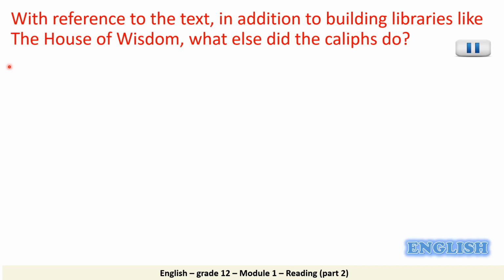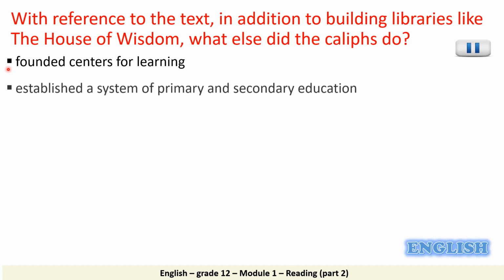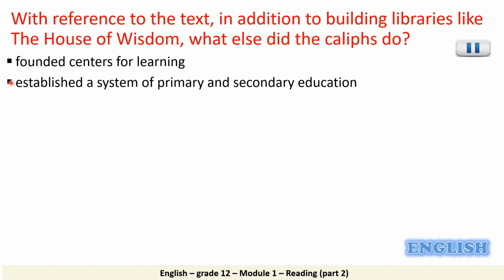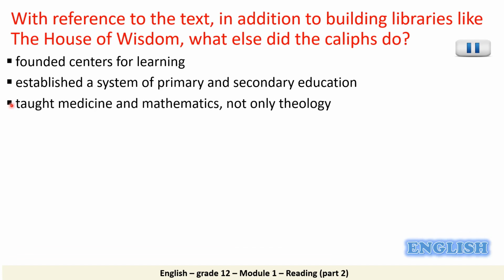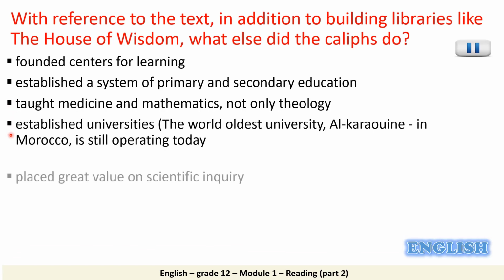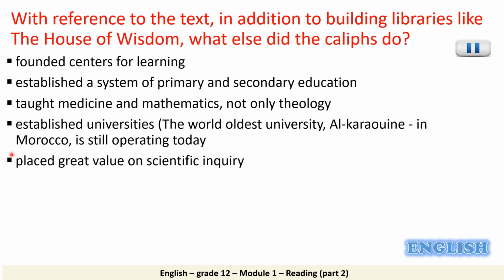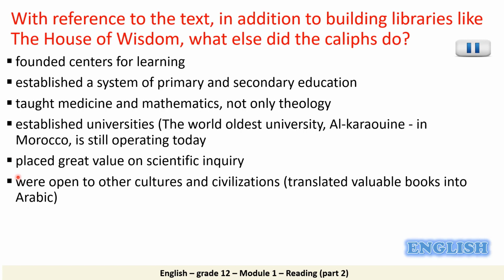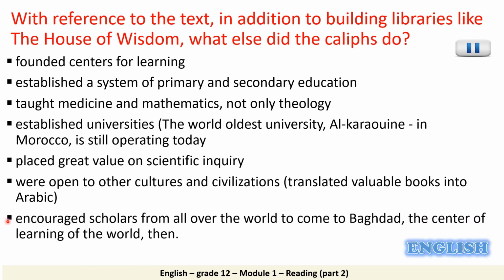Well, there are a lot of things to consider. The caliphs founded centers for learning. They established a system for primary and secondary education. They taught medicine and mathematics, not only theology. They established universities. They placed great value on scientific inquiry. They were open to other cultures and civilizations, and this appears when they translated books into Arabic. And finally, they welcomed scholars from all over the world to come to Baghdad and learn in the House of Wisdom.